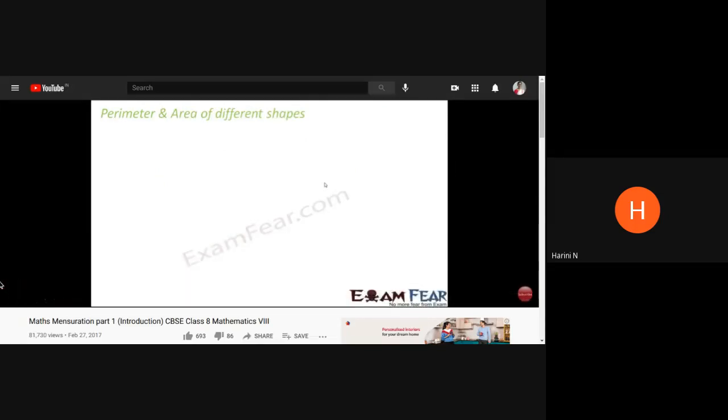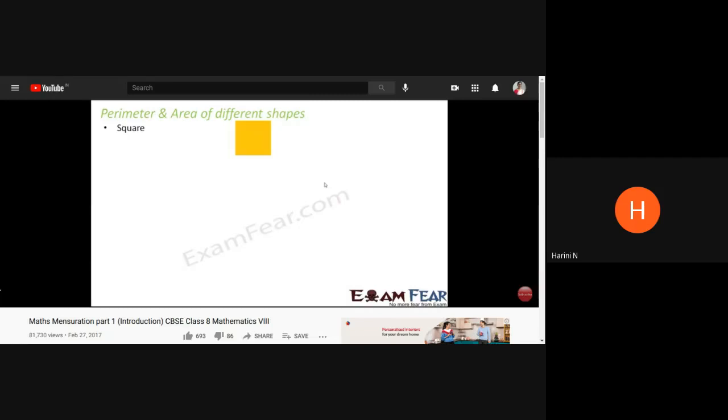Now we have already learned about perimeter and area of some basic shapes, for example, a square. What is the area and perimeter of a square? In a square, the lengths of all the sides are equal. Let's assume that the length of each side is L. In this case, the area of the square would be L squared, that is L into L. And the perimeter is the sum of 4 sides, so that becomes 4 times L.